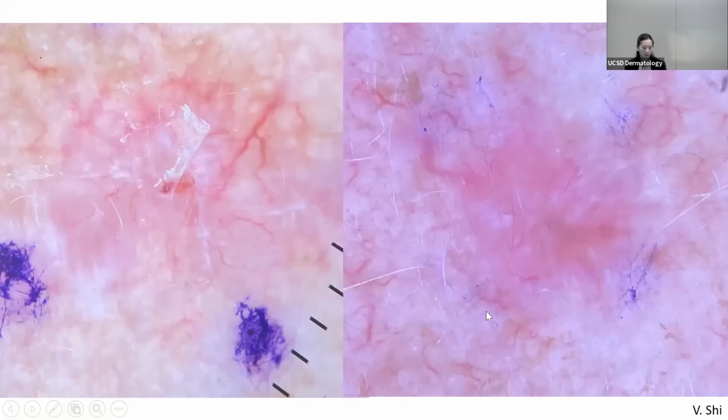And then this picture on the right is a nice example of these more typical, broader telangiectasias. This is all just background sun damage around here. And then again, you can see that these vessels are much finer.